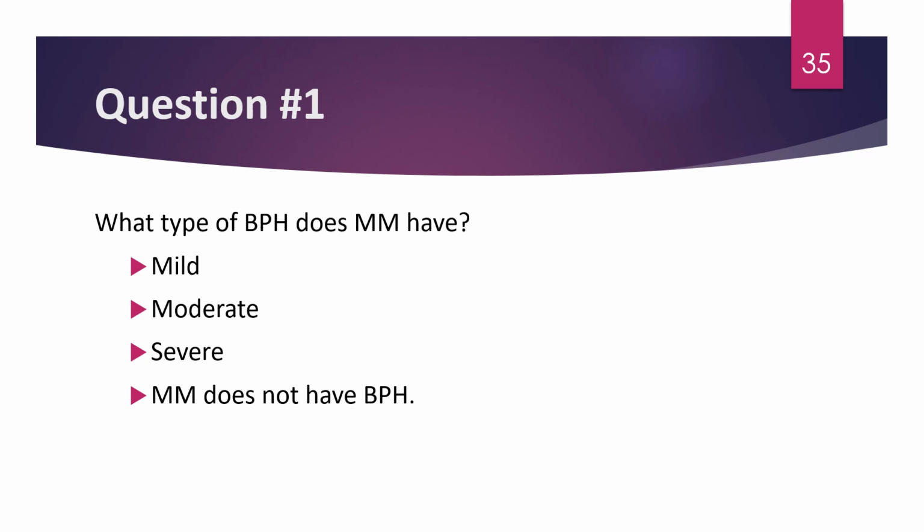The answer here is moderate. So if you remember, mild BPH is a score of 7 or less on the AUA. For moderate, it needs to be higher. And for severe, it needs to be at least 20 or above. And remember that this test is out of 30 points. And obviously, MM has BPH because it says it in the case. So obviously, that last answer is kind of bogus.